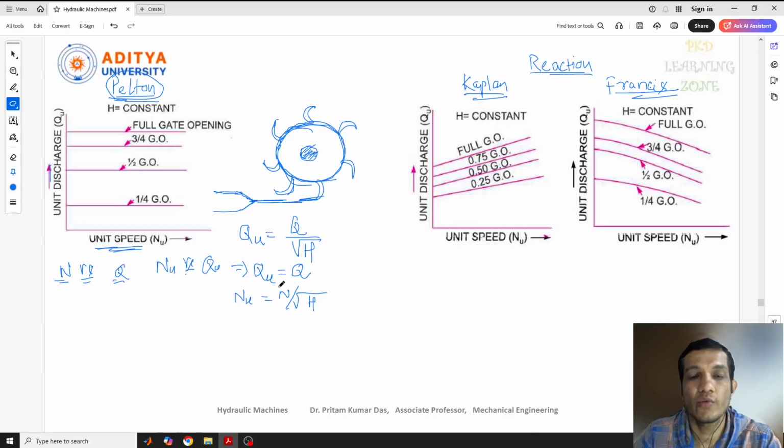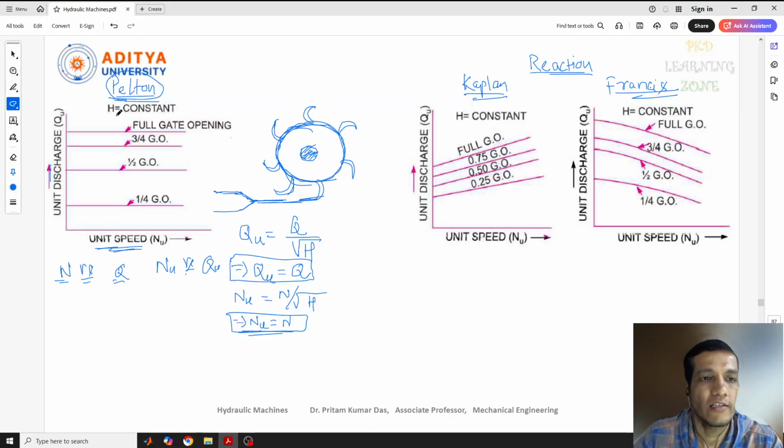of H. These two things we have seen in our last lectures, where we calculated the unit speed, unit discharge and unit power. So here also, if I consider H constant, then I can say that unit speed is nothing but speed. Nothing wrong in this. We can consider this because we have considered that head is constant. So at constant head, the height of this turbine working is constant.